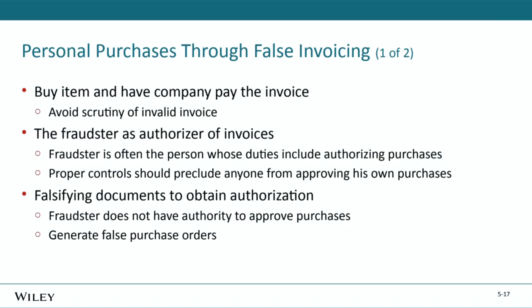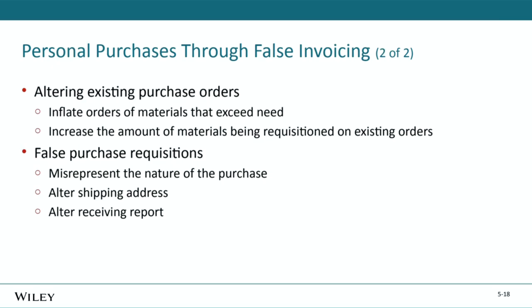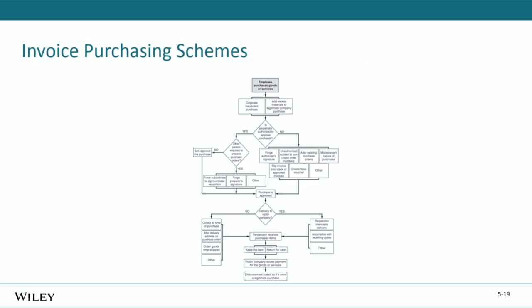And then, if necessary, create phony documents. Create the phony purchase order, create the phony receiving report, and the invoice gets paid. Again, alter an existing purchase order to, instead of buying 5 personal computers, we make it 6, and then you keep one. And you can also inflate the requisitions, misrepresent the nature of the purchase, alter the shipping address, alter the receiving report as need be. So there's the flow chart for that.